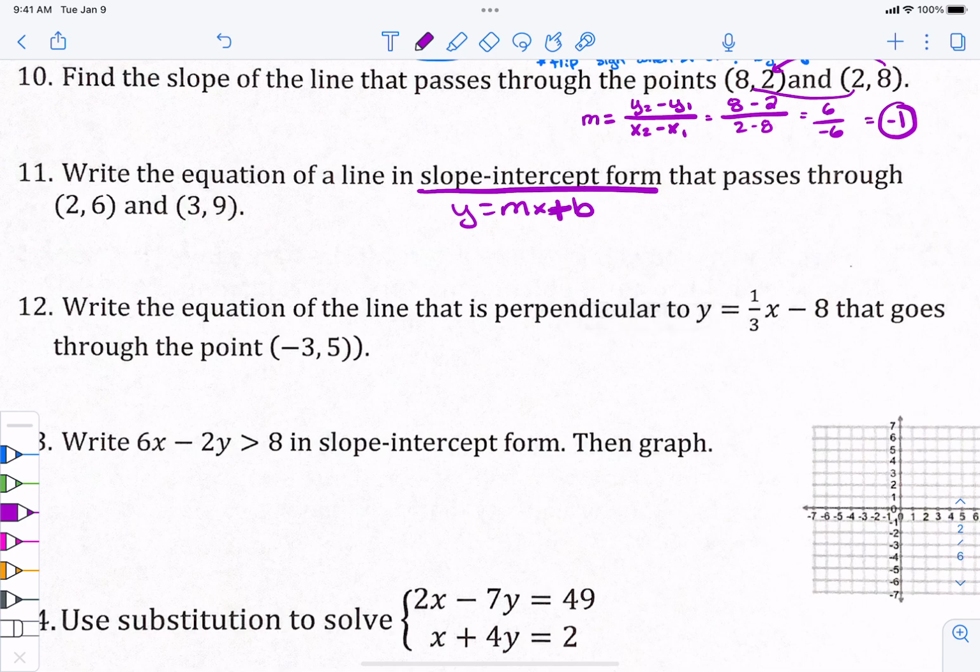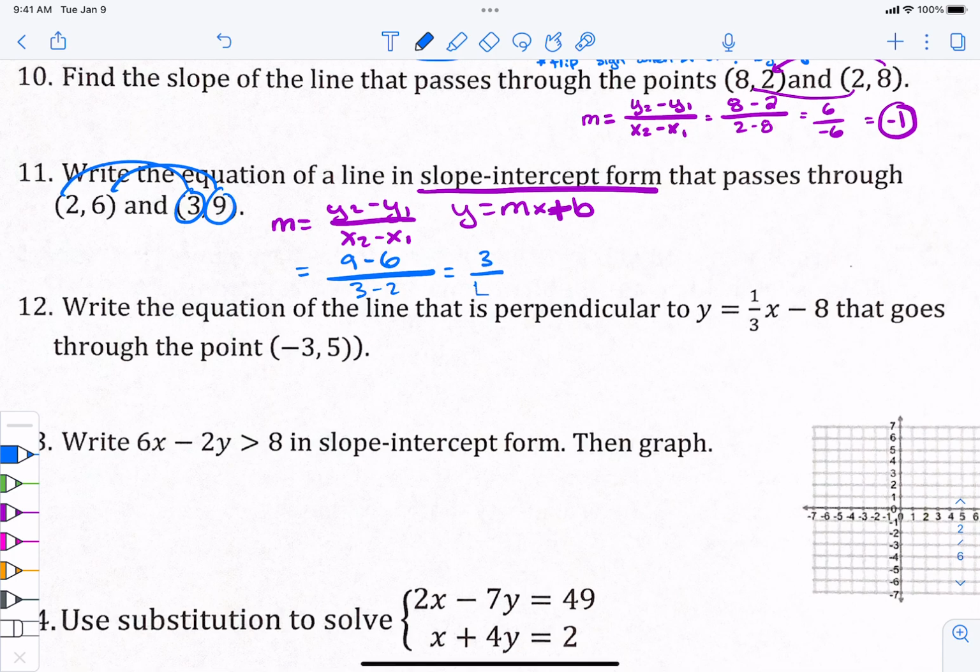Okay, so we're going to do the same process again to find m. If you want to write the m down, y2 minus y1 over x2 minus x1, let's find m. What's your second y coordinate? 9. 9 minus 6 over 3 minus 2. 9 minus 6 is 3, over 1, and 3 minus 2 is 1, so the slope is 3, okay? So that's what m is.